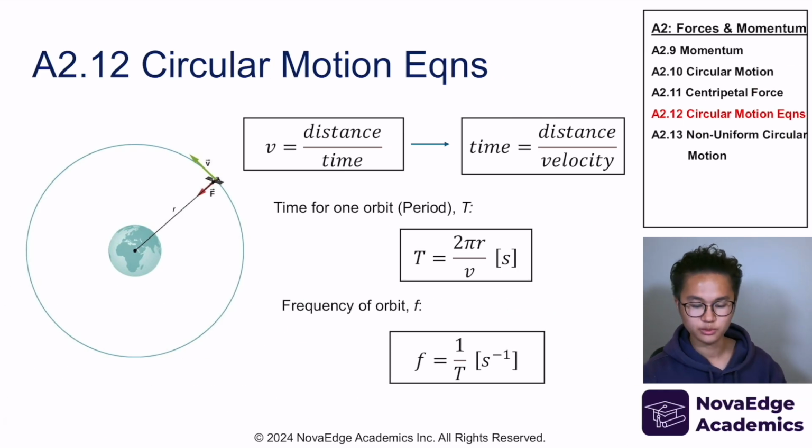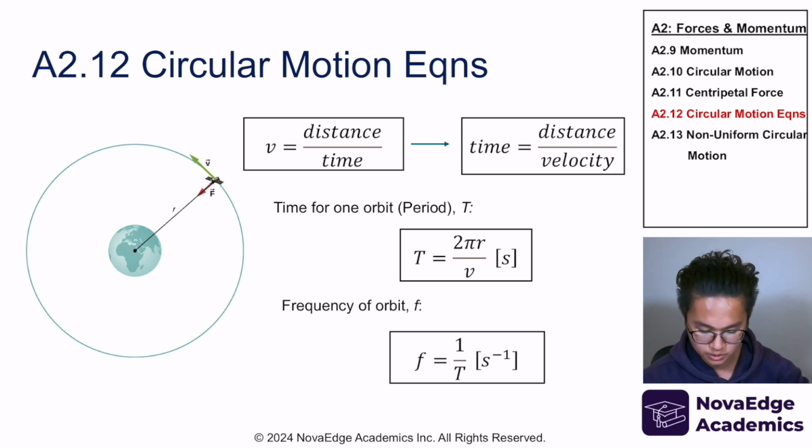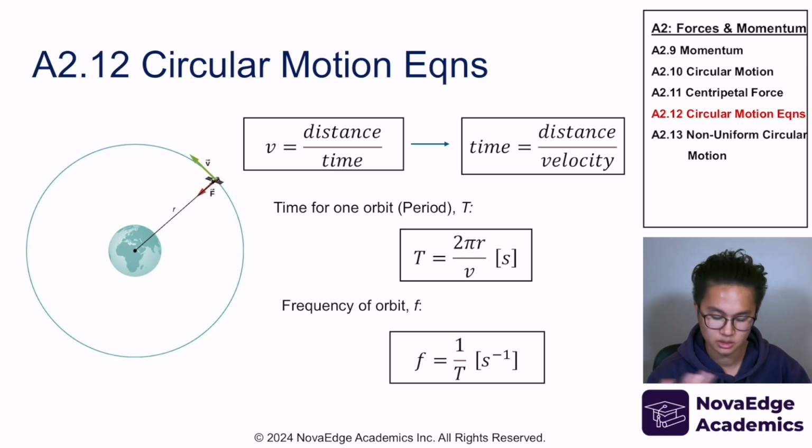Now, another thing that we need to know in circular motion is something called period. Period is the time for one orbit, and frequency is just how many times you rotate in 1 second. So it is just 1 over period. These are all given in your equation sheet.